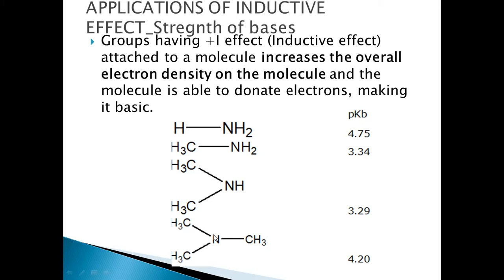So, we can conclude at this point that inductive effect has a lot to do with the bond length of molecules, the dipole moment, the acid strength, as well as the basic strength.